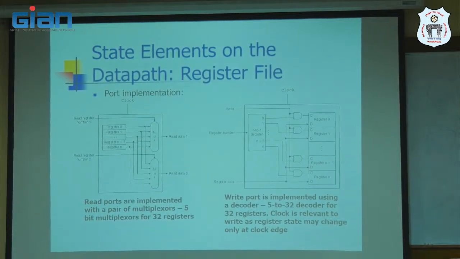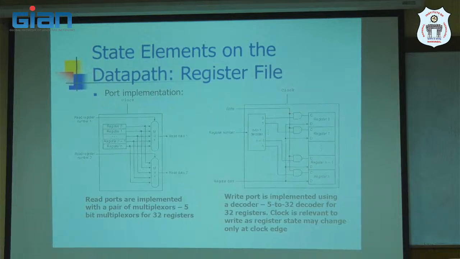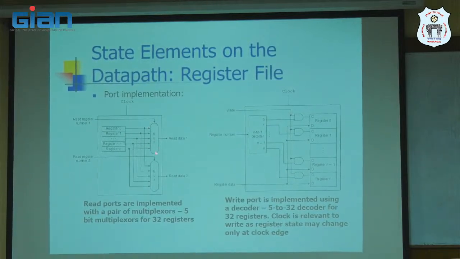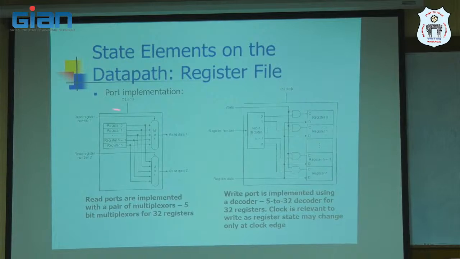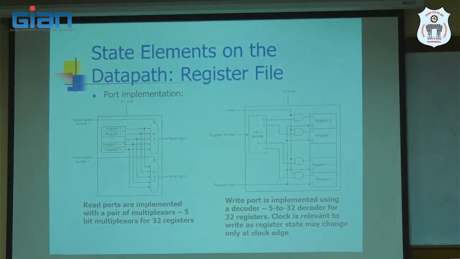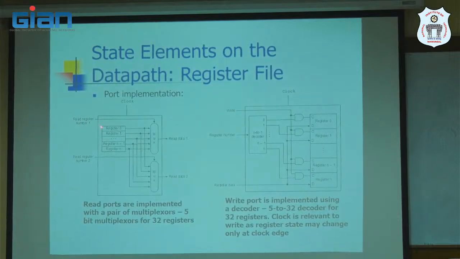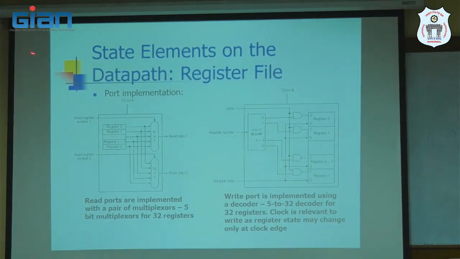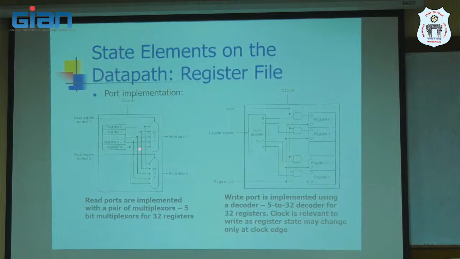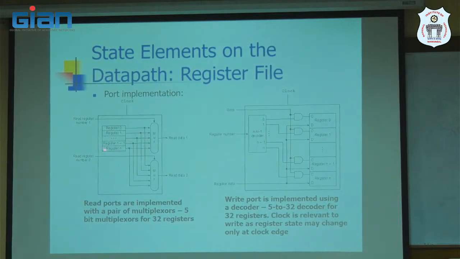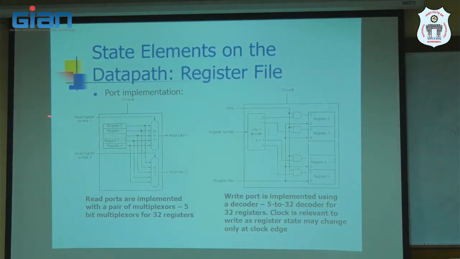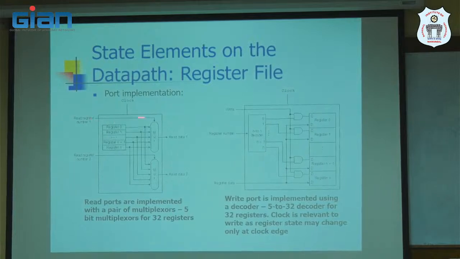This is a 32 to 1 mux. How many selection inputs are required to select these inputs? 5 bits. This is the read register number 1, that is the 5 bits here. These 5 bits are used to select any one of these 32 registers. That is the read register address that will select one of these 32 registers.